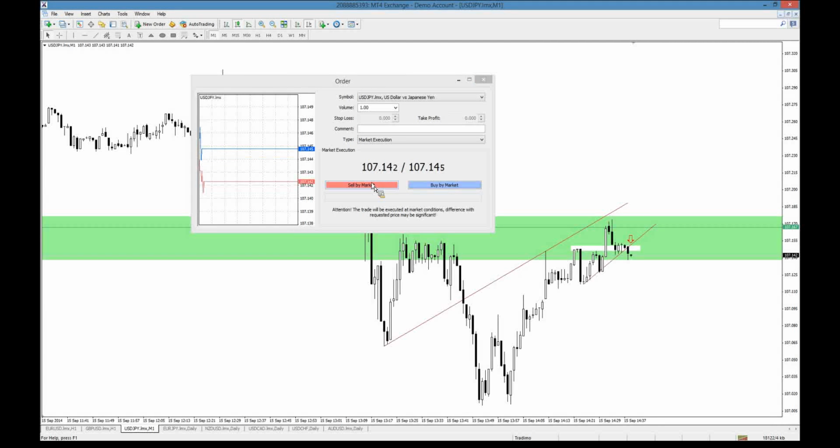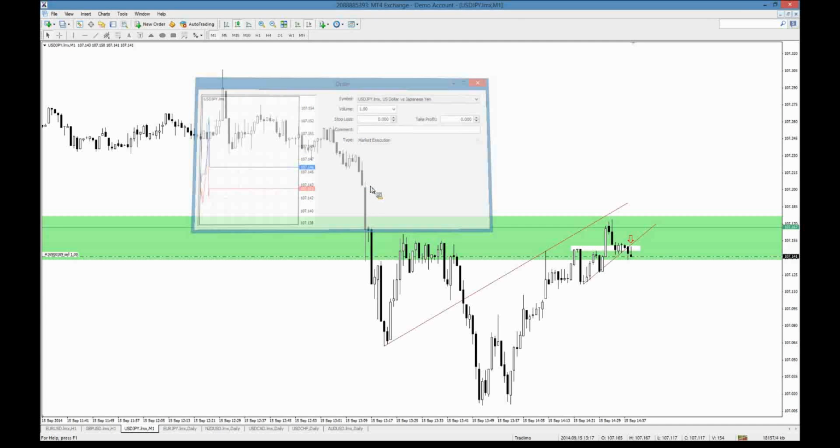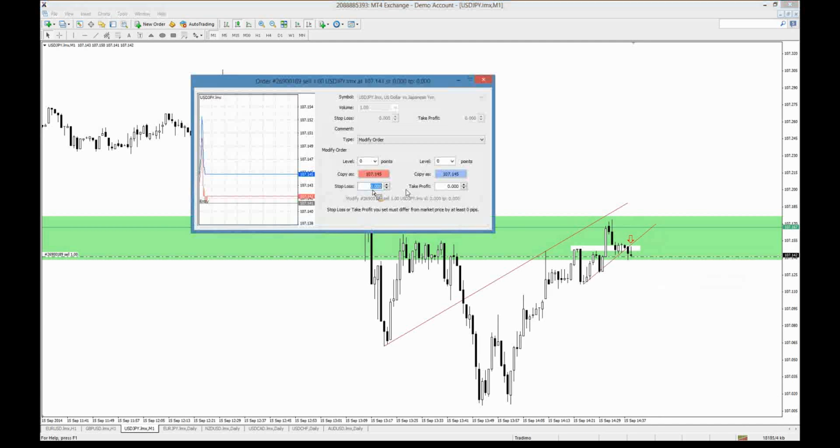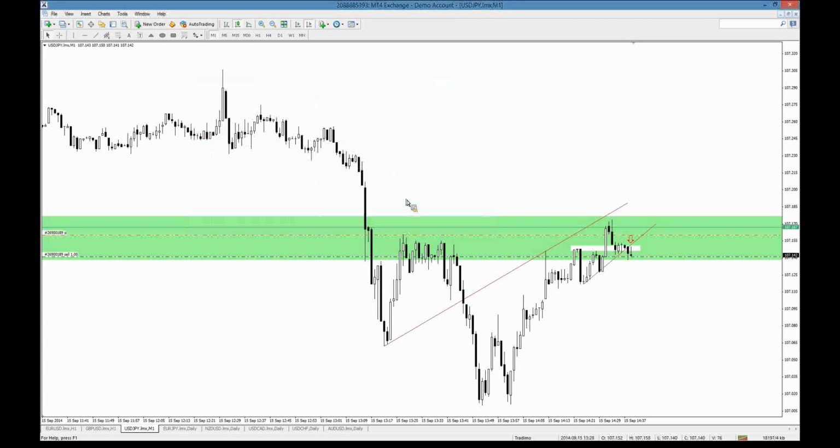And this is really just an idea of what you can do around these areas. Okay, they don't all work, but at least it's giving you confirmation to get in on these things. Okay, now short, I got filled a little bit late on that. Stop loss on there, we want to put it literally about the 107.16 area.